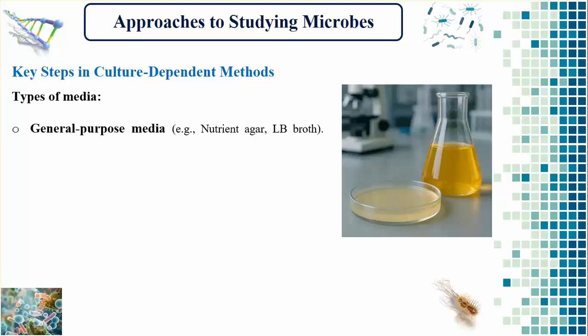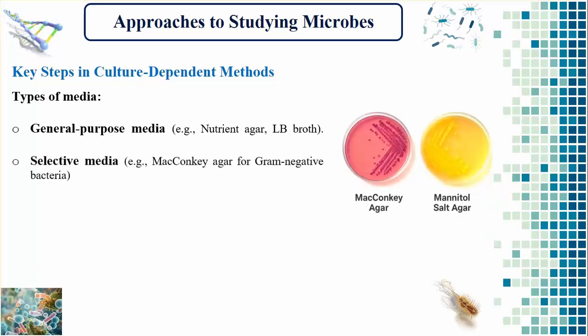One common type is general-purpose media. General-purpose media are nutrient-rich culture media designed to support the growth of a wide variety of non-fastidious microorganisms. These media contain essential nutrients such as carbon sources, nitrogen, minerals, and vitamins. Examples include nutrient agar and LB broth, which is commonly used for microbial culture.